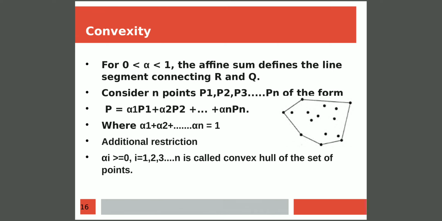Till some more points, that is Pn, where the condition that needs to be satisfied is alpha 1 plus alpha 2 etc. up to alpha n should be equal to 1. Along with this restriction, we have one more additional restriction, that alpha value should always be a positive value, that is alpha i greater than or equal to 0. Starting from 0, it can take any other value up to n, but it should not take any negative value.